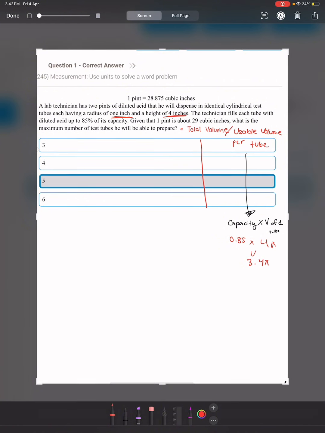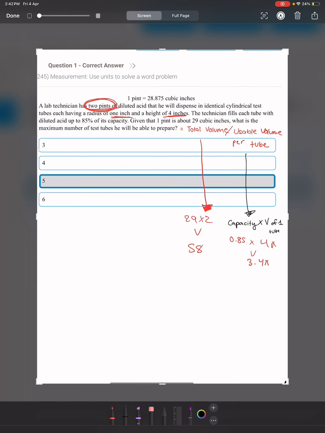So the total volume, logically, they said that 1 pint is 29 cubic inches, and they said that this lab technician is using 2 pints. Let me try finding it actually. Yeah, here, he's using 2 pints, and 1 pint is 29 cubic inches. So just multiply 29 by 2. You get 58.